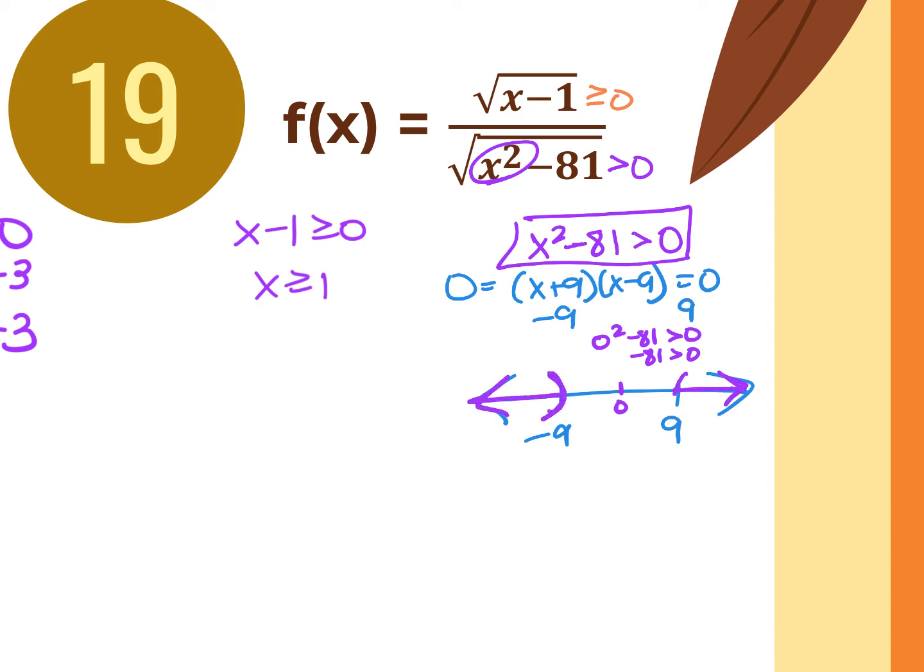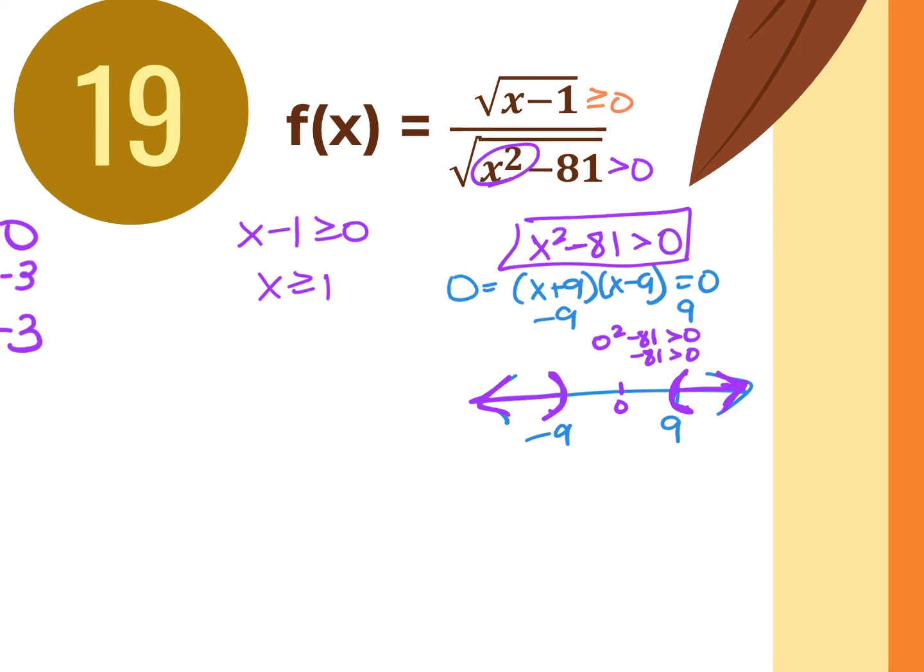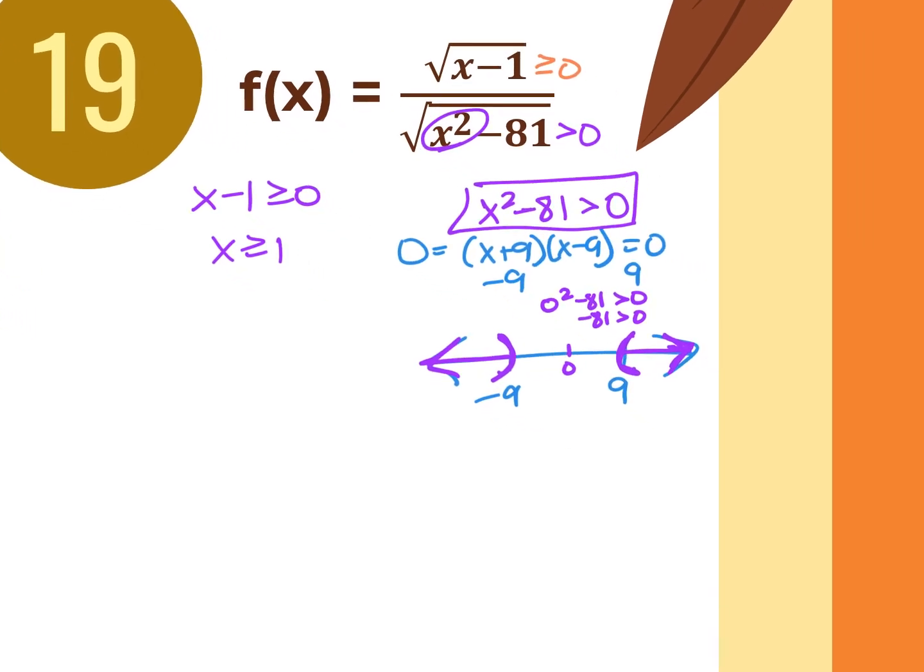So the result of the denominator is the purple: negative infinity to negative 9 with a parenthesis, and then positive 9 to positive infinity. The result of my numerator is that it's greater than or equal to 1. So 1 is in here. Greater than or equal to is a bracket pointing towards the right. Now again, it's only where these overlap. So this gets ruled out because there's only one part there. Before the negative 9 here gets ruled out because that's only for the one statement.